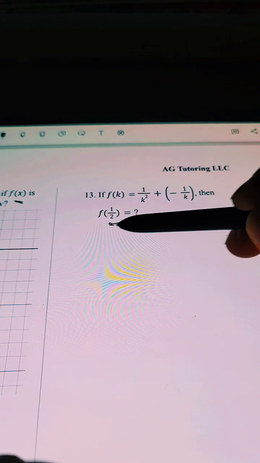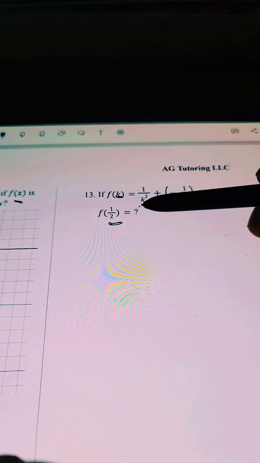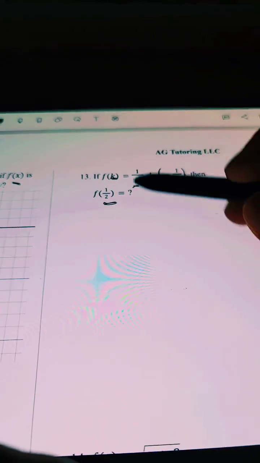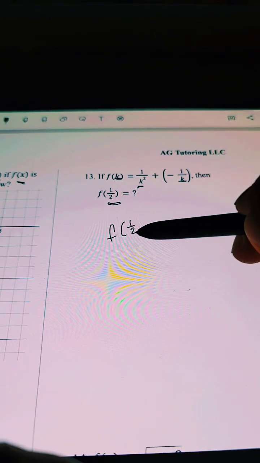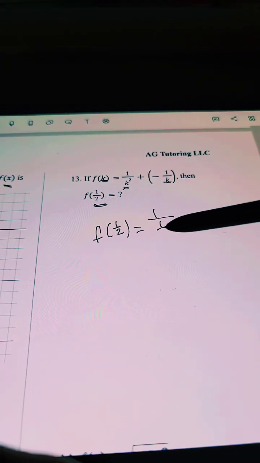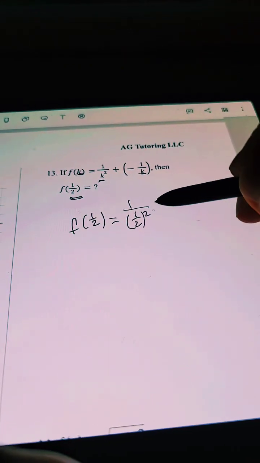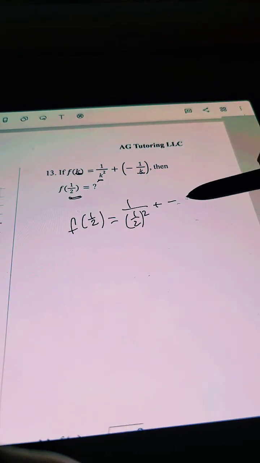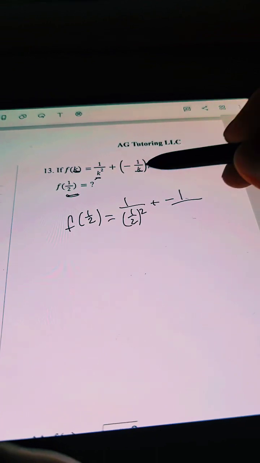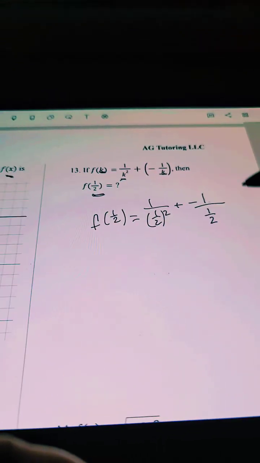Okay, number 13. So f of k is equal to all of this, then we're finding f of 1/2. So 1/2 is going to be replacing everywhere that we see a k. So let's do that. F of 1/2 is equal to 1 over 1/2 squared, plus negative 1 over, and then 1/2 on the bottom right there.